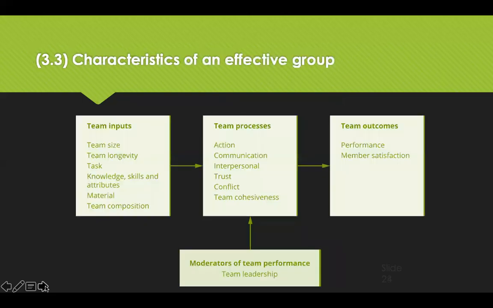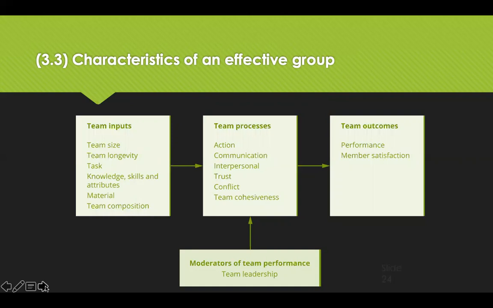Now, Hackman and Morris developed the Inputs Process Outcomes framework. It outlines 3 components that lead to successful outcomes as a result of teams working effectively. So the team inputs are the characteristics of the team, such as the size, how long they've been together, what tasks they do, their knowledge and skills, and the team composition.